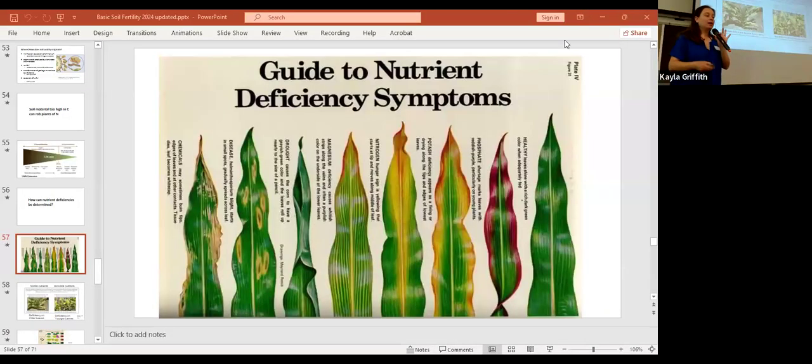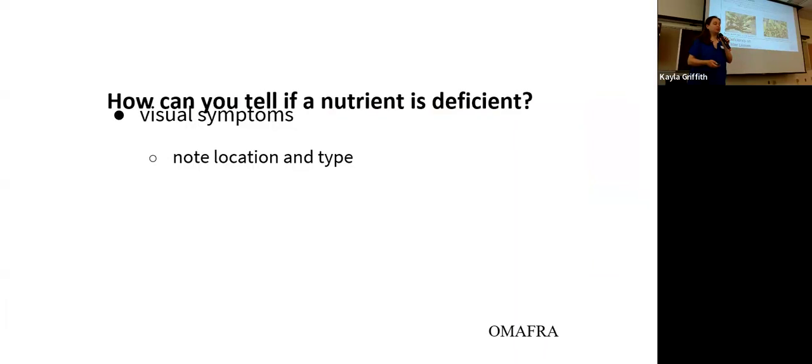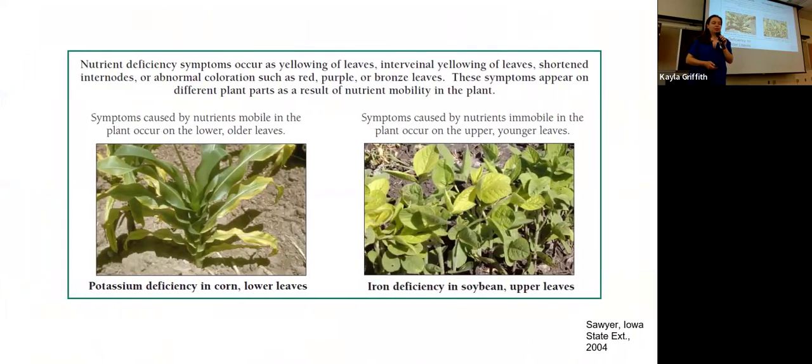Some nutrients are mobile in the plant, and for the mobile nutrients you'll first see the deficiency on the older leaves. And some nutrients are immobile in the plants, and in that case, you'll first see the deficiency in the younger leaves.